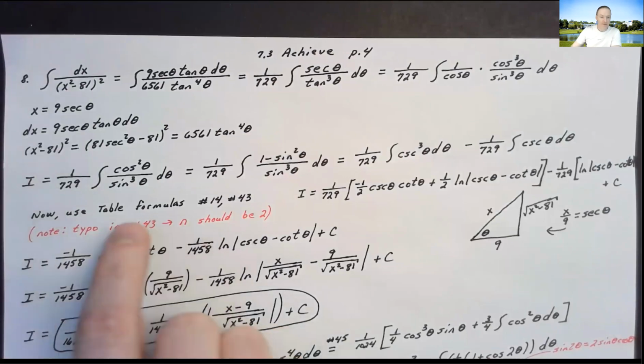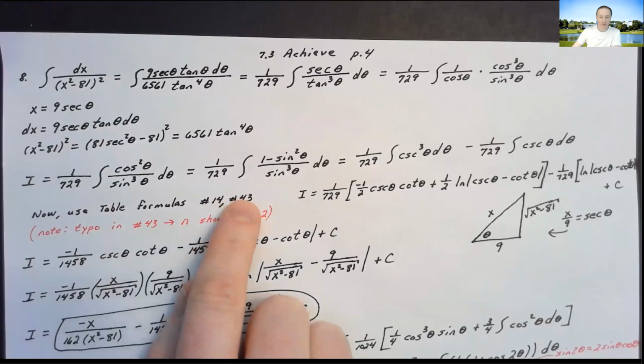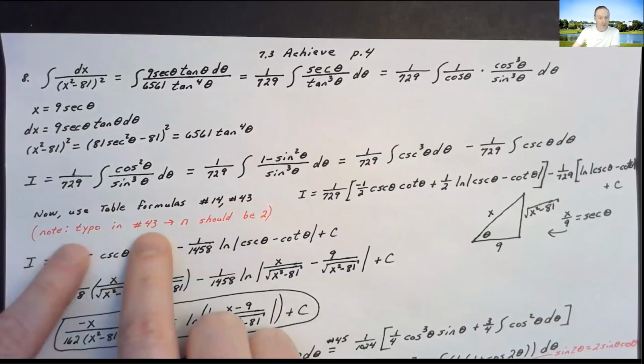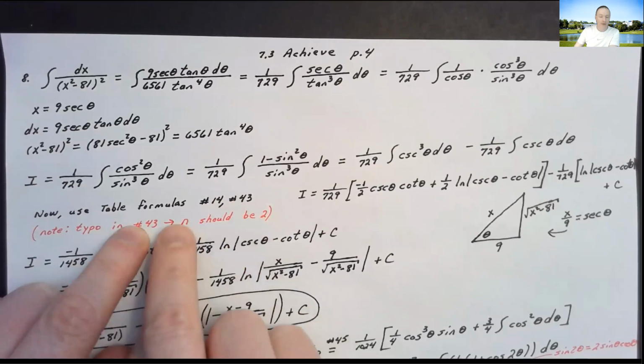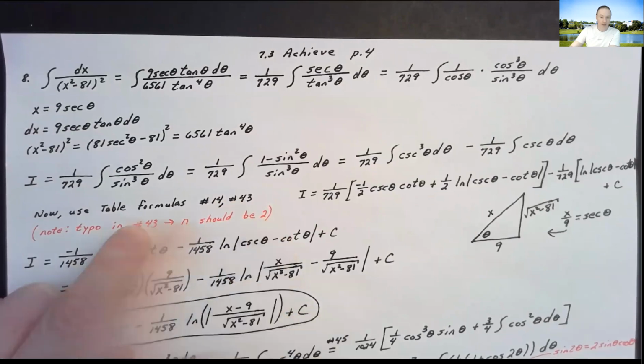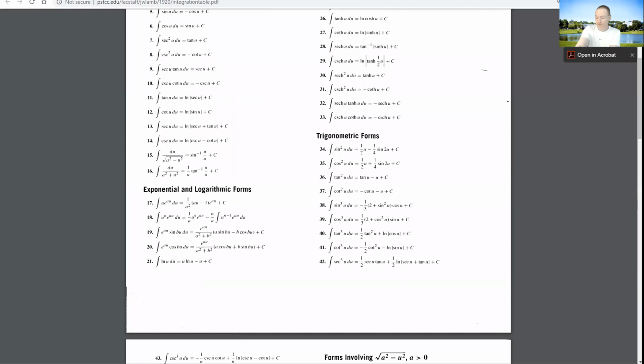Now, you'll see in this step, I said now use table formulas number 14 and 43. And I want to alert you to the fact, and this is not my mistake, it's a mistake of your book publisher. Number 43 has a typo in it. N should be 2. So it's also in the one that I posted online, because I'm just posting what the book has. This is the back of your book.